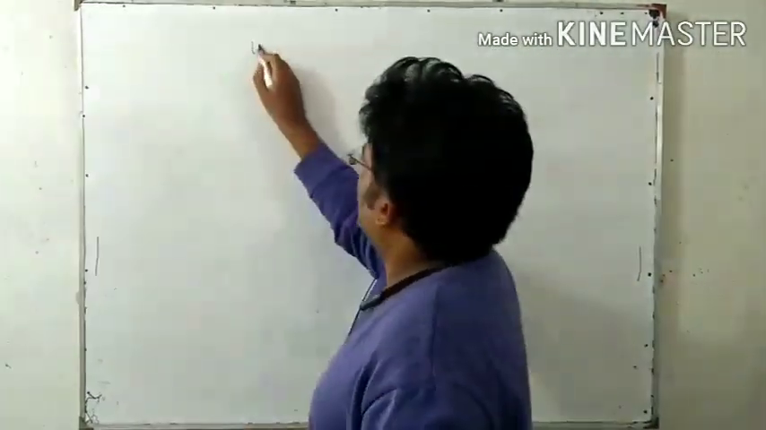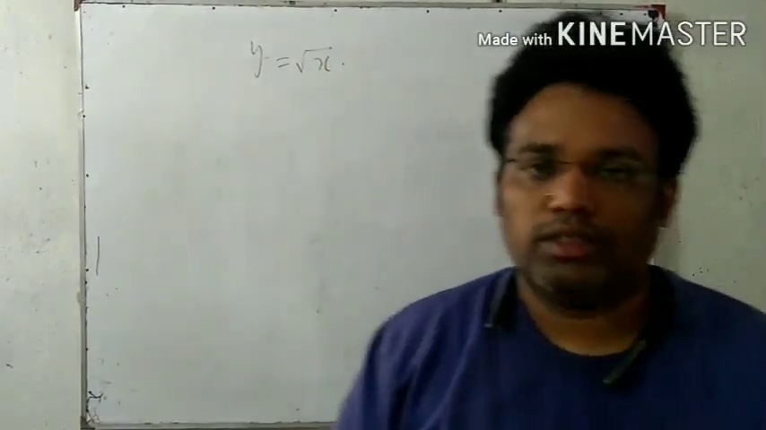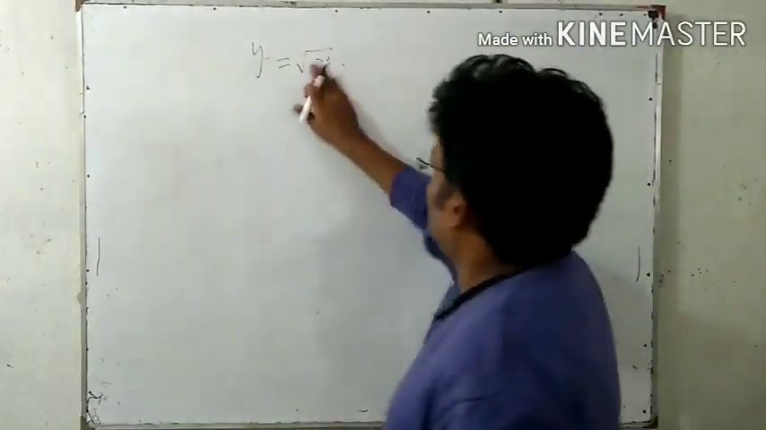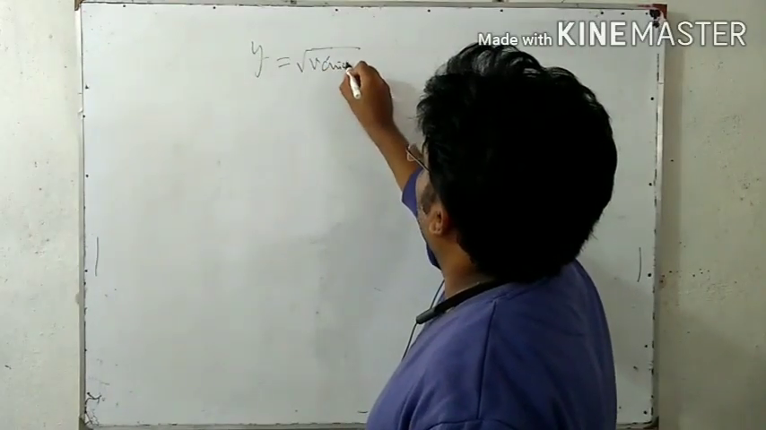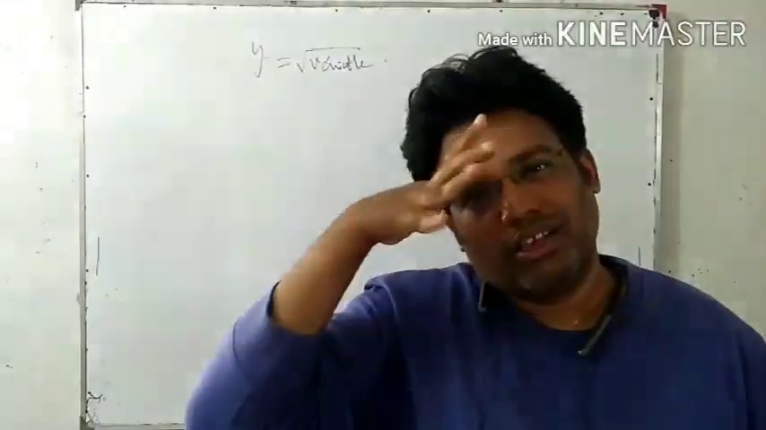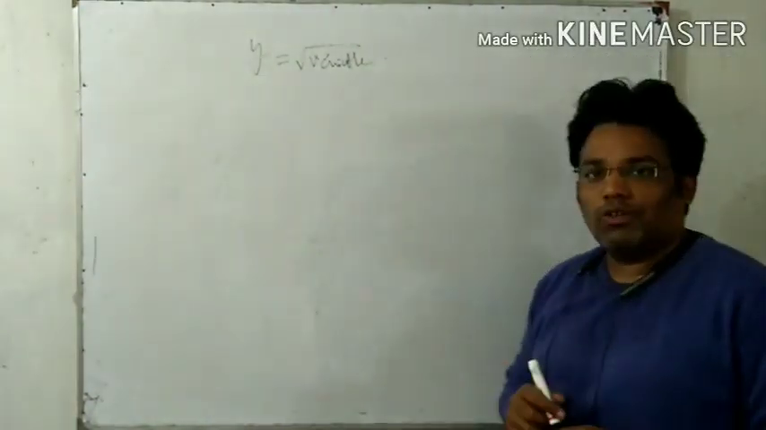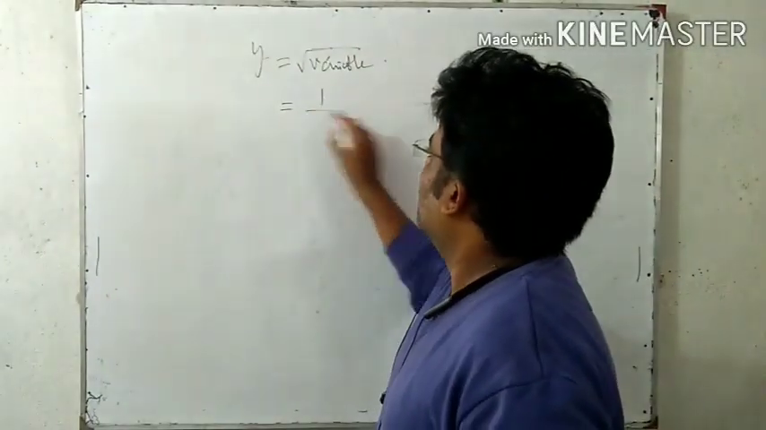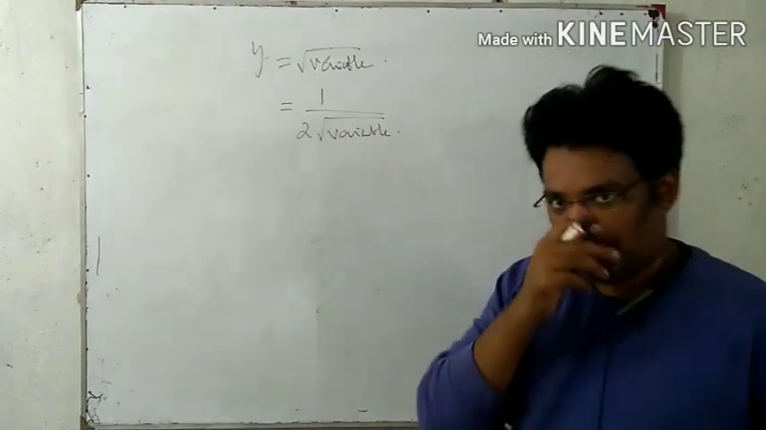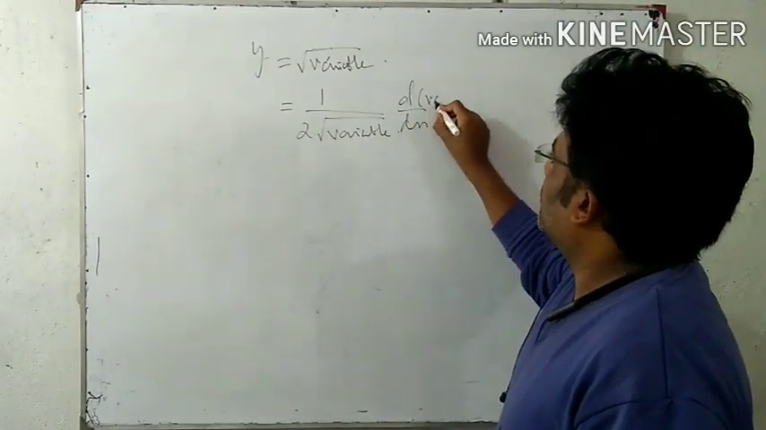When I have something like y equals root x, what is the derivative of root x? It's 1 by 2 root x. That's very simple. In general, what is the derivative when I have something like root of variable? Variable, you know, means x, sin x, tan x, e power x, log x and so on. What is the derivative of root of variable? It is 1 by 2 root of variable into derivative of that variable.